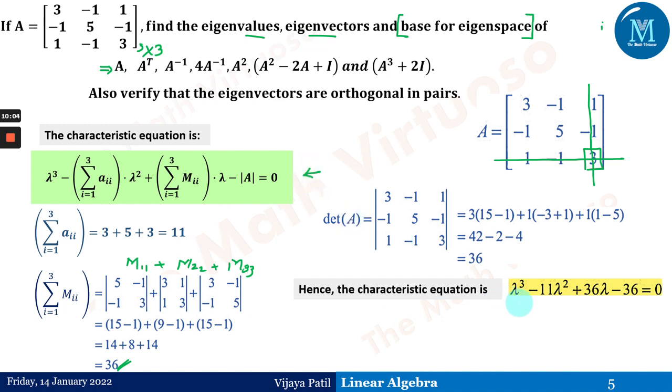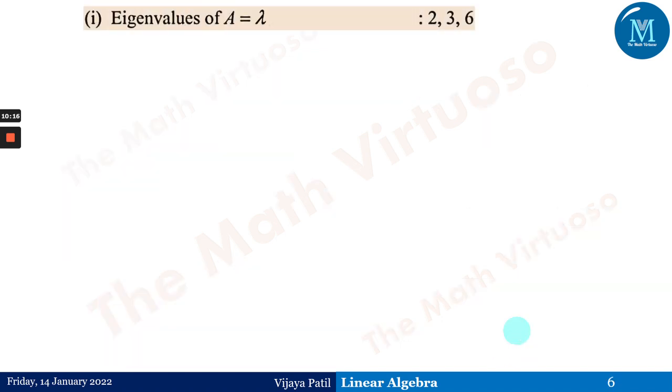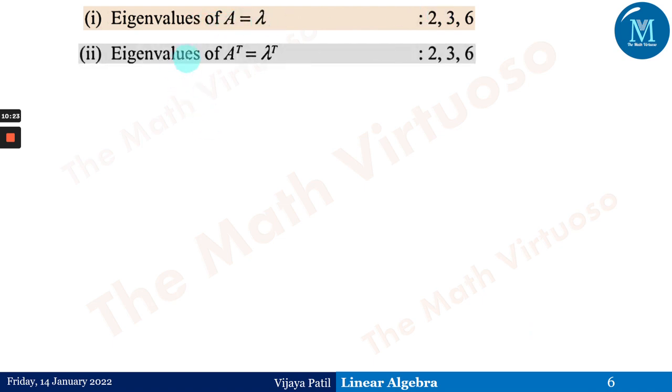So it's lambda cube minus 11 lambda square plus 36 lambda minus 36 is equal to 0. That will give us the lambdas as 2, 3, 6. That means we are getting the eigenvalues of capital A as lambda equals 2, 3, 6. What are the eigenvalues of the transpose? That is nothing but lambda transpose, but lambda is nothing but the values 2, 3, 6.